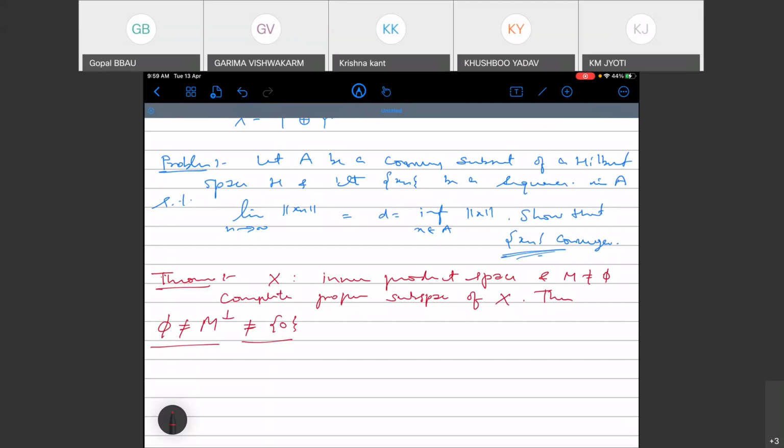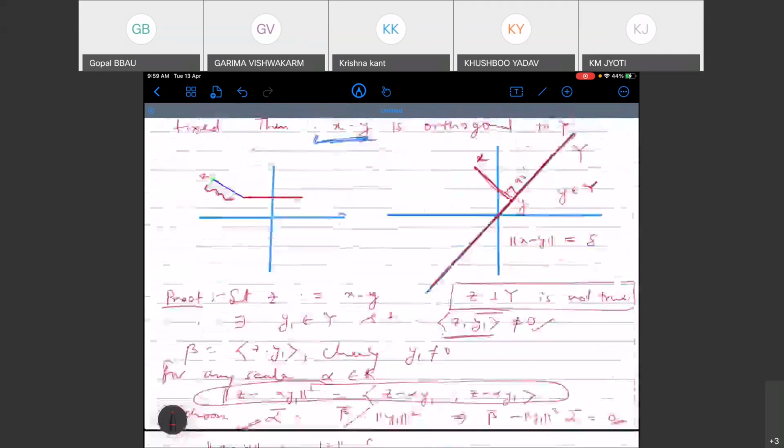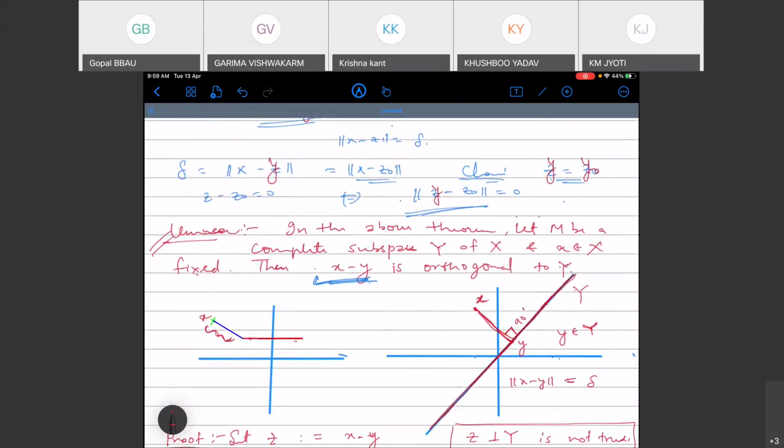Some part of this we have already shown. When it was a complete subspace of X, we have shown something, that it was orthogonal. So you have to show that this vector is non-zero.